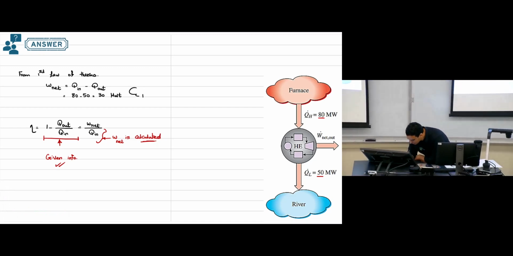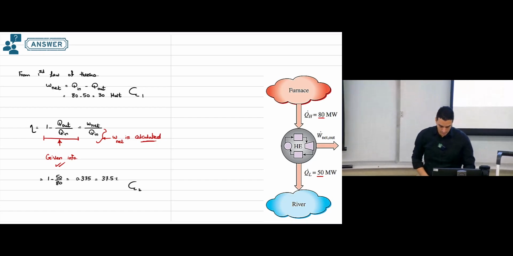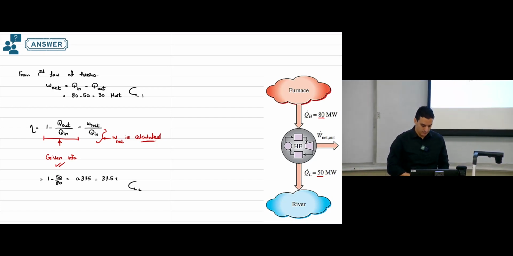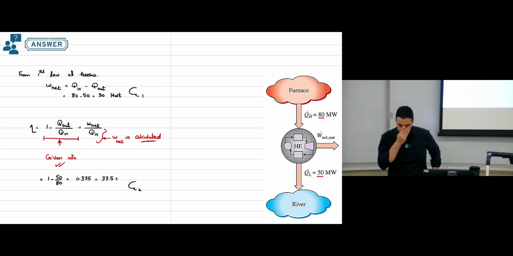So if we have this one, this will be 1 minus 50 over 80. If you make this calculation, the efficiency will be 0.375, which is equivalent to 37.5%. And this is the second requirement. Clear? Any questions? Okay.